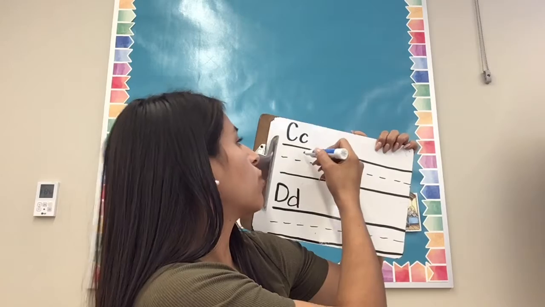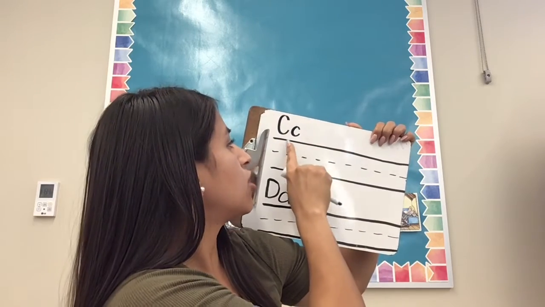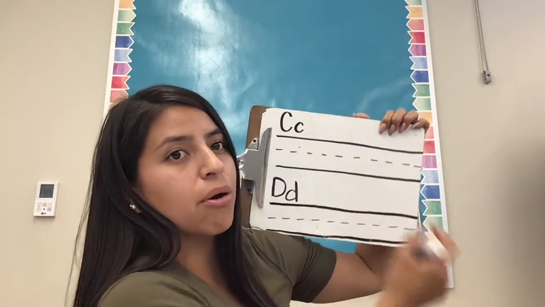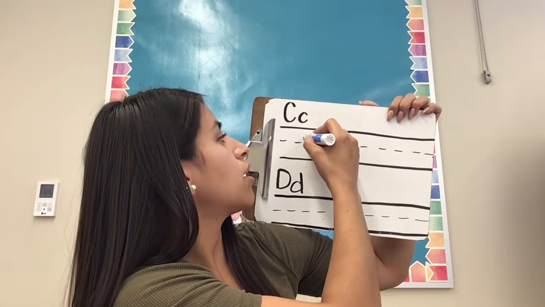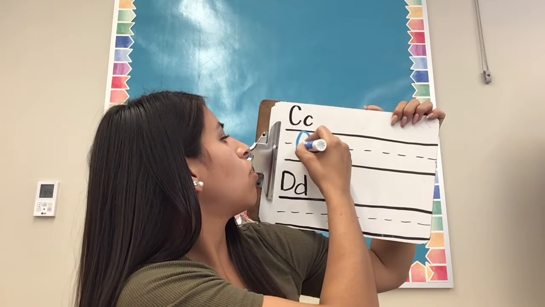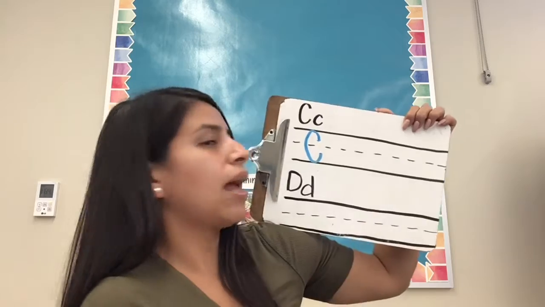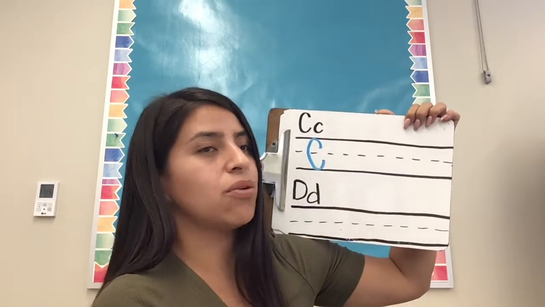Ready? Half a circle. We're going to start from the top. We're going to be touching the top line and coming all the way down to our bottom line. So we'll start here, touch our top line, go all the way down to our bottom line, and go back up. But we do not close that gap because it is only half a circle.